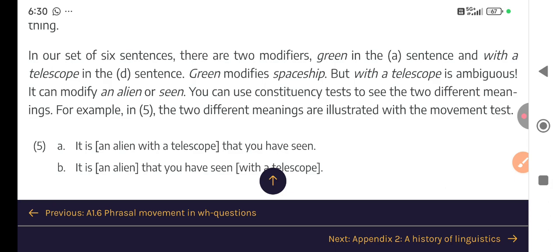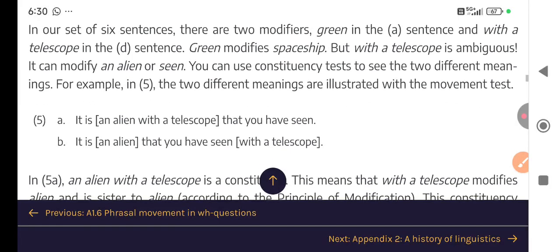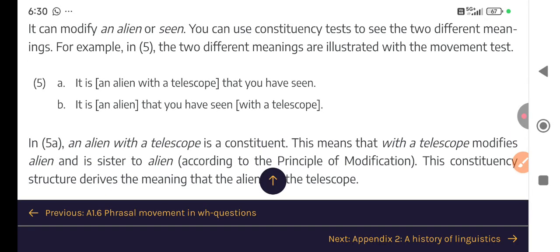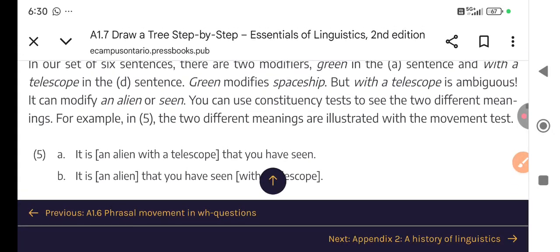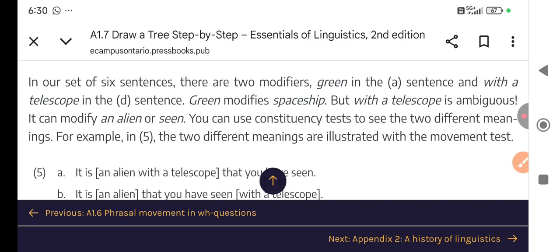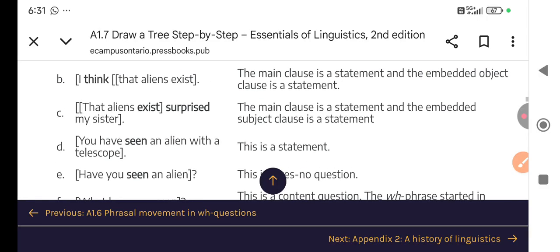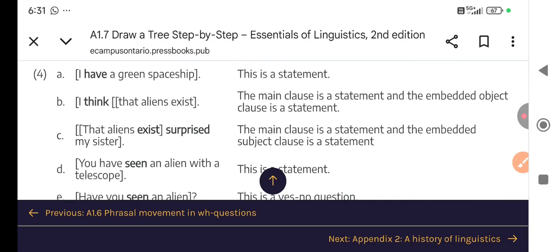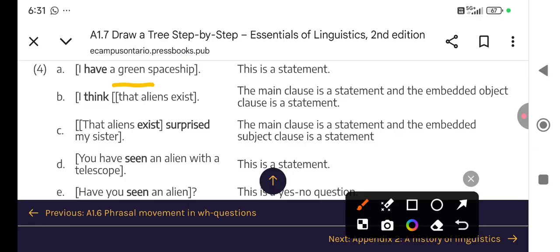There are two modifiers: green in sentence A and with a telescope in sentence D. In our set of six sentences, green in sentence A is the modifier, or adjective, which is used for spaceship. So this is an adjective.